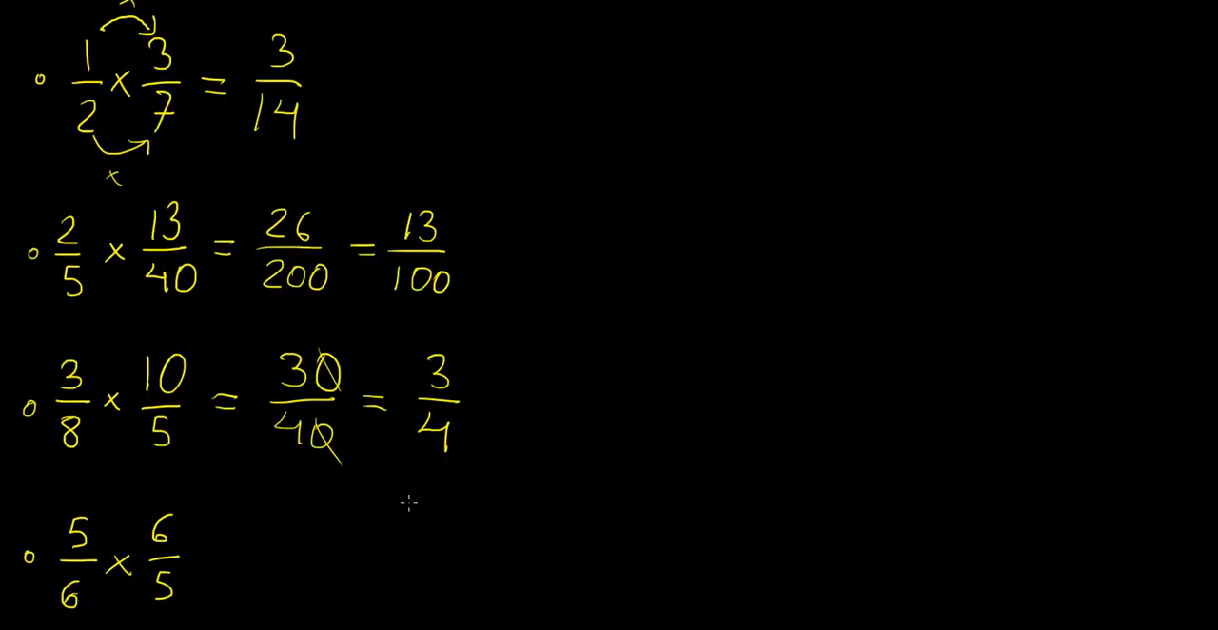And another thing that you would have noticed is that this 10 on 5 actually simplifies to 2, so we could have easily written this as 3 on 8 times 2. So when you have something like this, it is implied that the 2 is on 1 because it is a whole number, and then basically you would have 3 times 2, that's 6, and then 8 times 1.